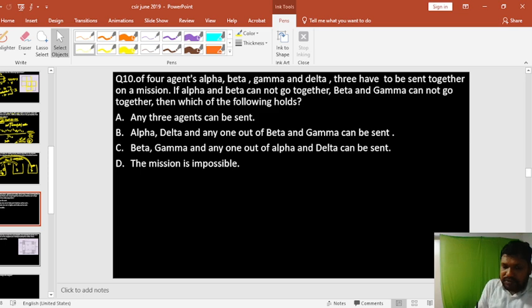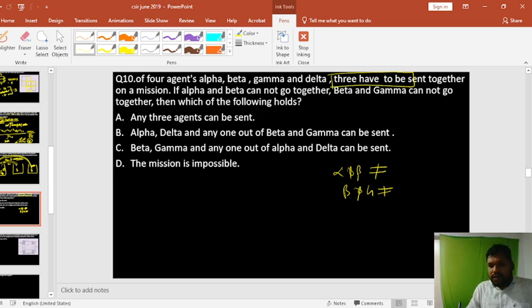Okay, next question, see that. Of our agents alpha, beta, gamma, delta, they have to be sent together on a mission. If alpha and beta cannot go together, okay, and beta and gamma cannot go together, then which of the following holds? We have to send 3 agents. Okay, so any 3 agents can be sent. Can we send it here?